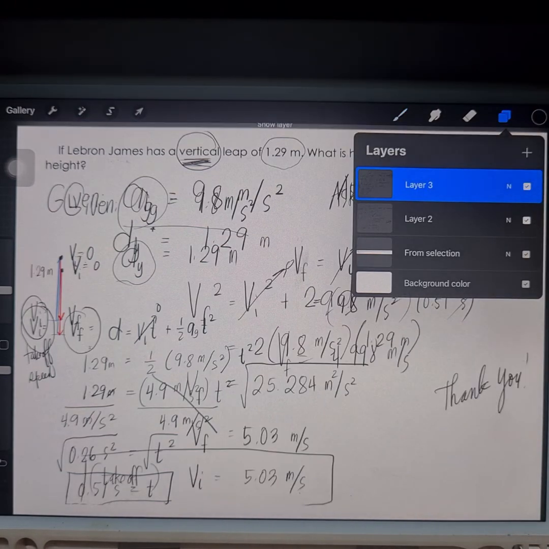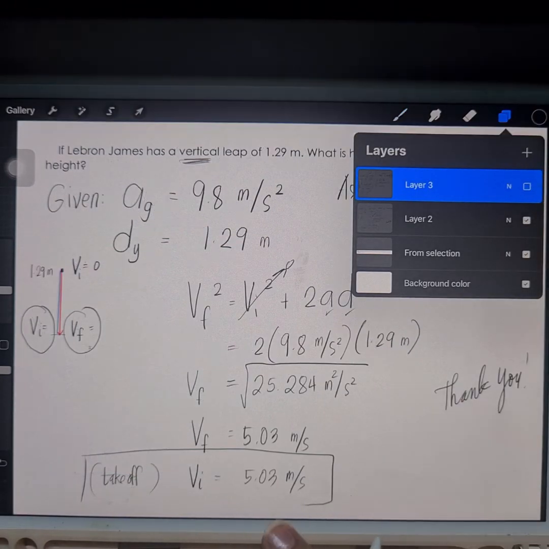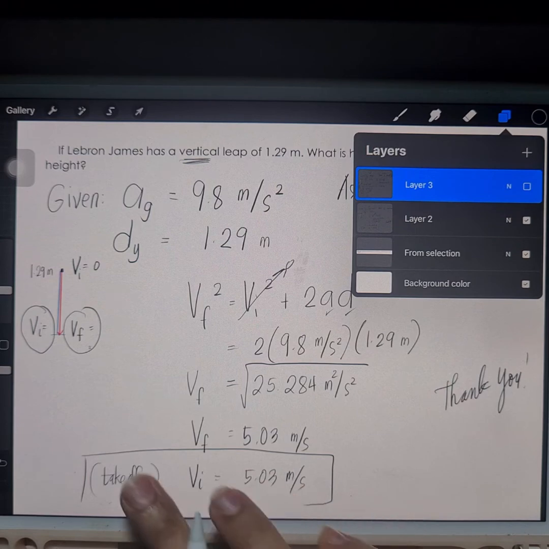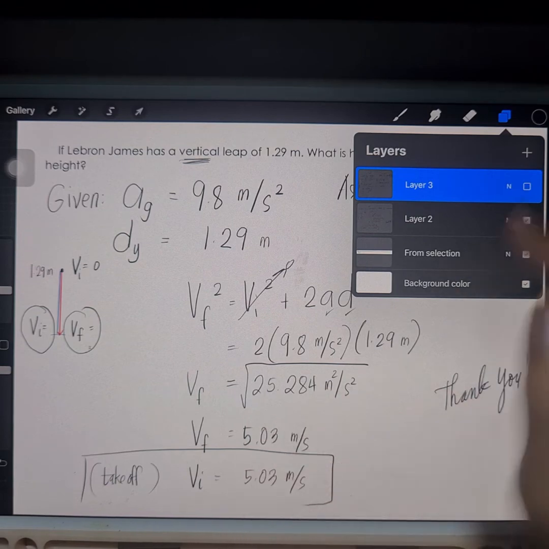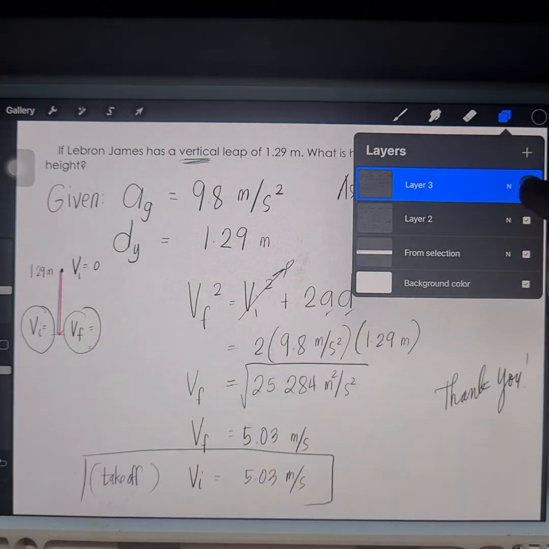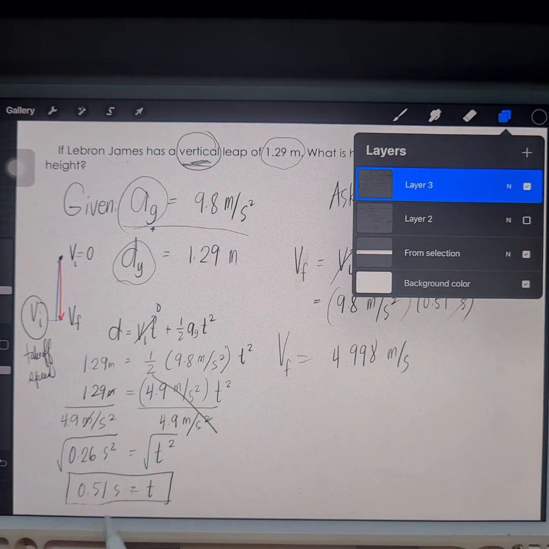Now let's compare. We have here 5.03. Well, that is because of the exact amount that we took the square root of there, and this one we had to round off, that's why we have it. But if we're going to really use the exact value, then we're going to get exactly the same as the previous answer.